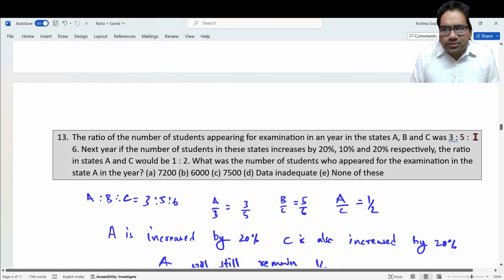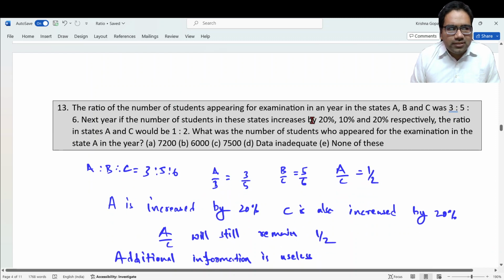Okay, A is to B is to C was 3 is to 5 is to 6. Right, A by B equal to 3 by 5, B by C equal to 5 by 6, A by C equal to 1 by 2. Right, now the number of students increased by 20%, 10%, and 20%. That means A and C increased by the same amount, right? 20% and 20%. And if both increase by the same percentage, then obviously the ratio would remain same. A and C was anyway 3 is to 6. That means 1 is to 2.